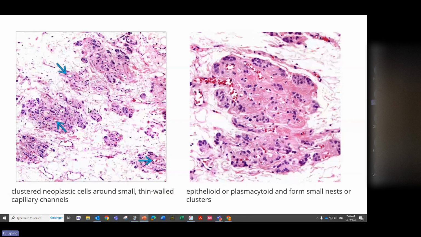Then more classic features: in this hypocellular stromal area, we have small capillary vessels. Around these vessels, usually the tumor cells grow, more plump and spindly looking. They aggregate, forming a lobular look. This is the high power feature to show the plump cells. Maybe the cytoplasm is spindled, but the nucleus is more plump, not like what you saw previously.